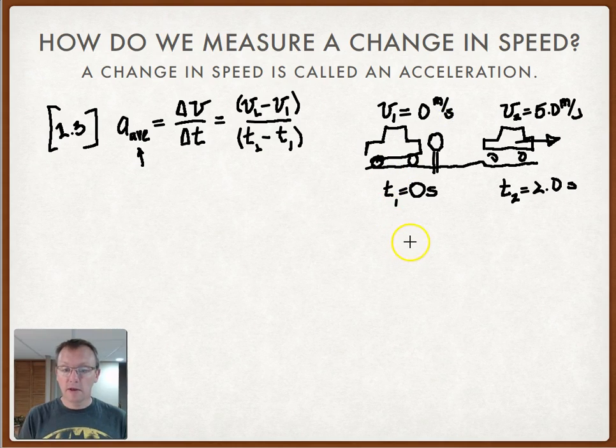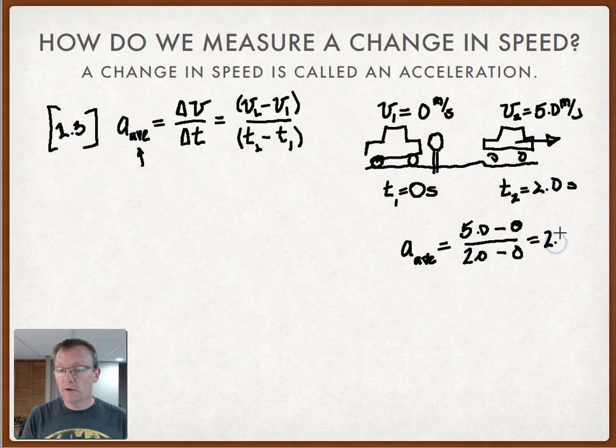And so if we plug this in, we end up with the average acceleration. There we go. Being 5.0 minus 0 over 2.0 minus 0 for an average acceleration of 2.5, right? Because 5 divided by 2 is 2.5.